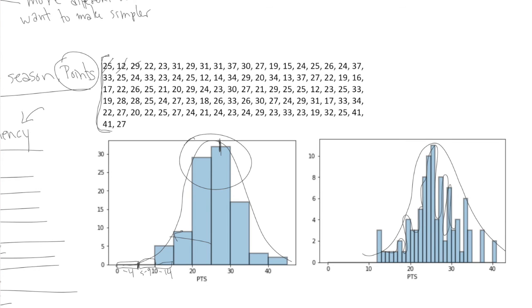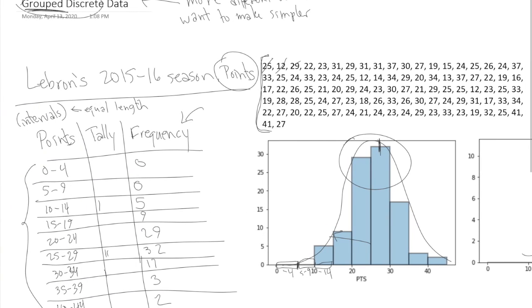So grouping data, even if it's discrete, is a good way to get a better sense of what the data are actually saying, what the data overall look like, so that you have a better understanding when there are more different values that could possibly happen.